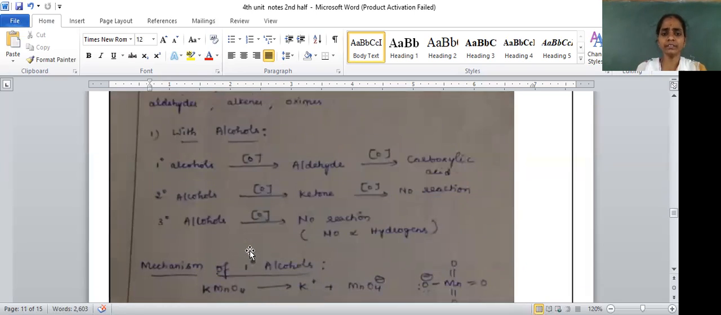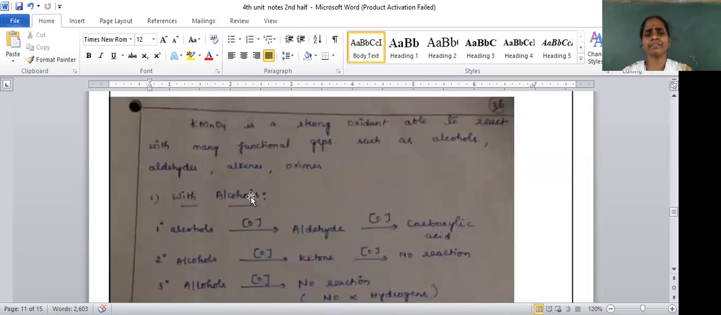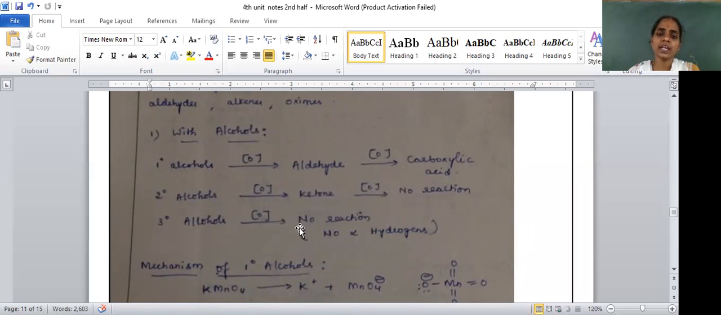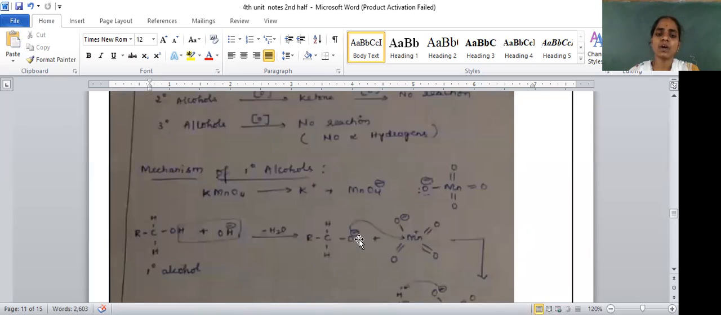So this is how the reaction takes place. Primary alcohols give aldehydes and carboxylic acids. Secondary alcohols, when oxidized, form ketones. Ketones do not undergo any reaction. And tertiary alcohols show no reaction at all, no alpha hydrogen.